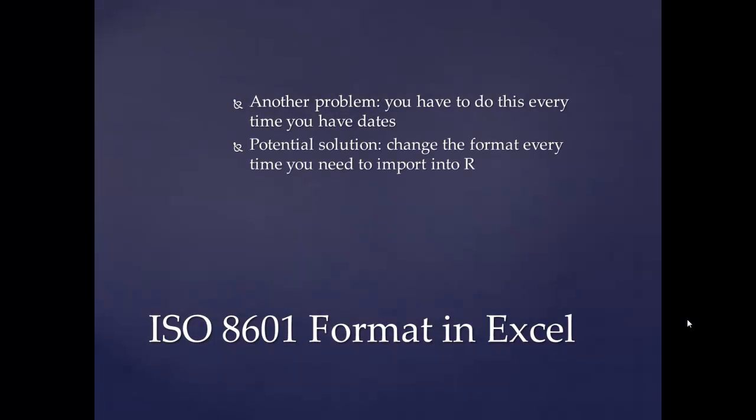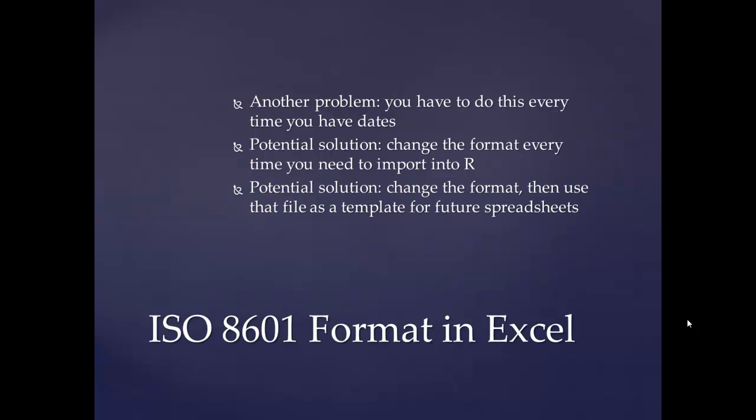So a potential solution is that you just change the format every time you need to import into R. So those steps that I just showed you, you just do that every time. That's not too big of a deal. Another thing you can do is change the format, then save that sheet as a template for future spreadsheets. That is another potential way that you could try to make this a little bit easier. But really, it's not that big of a deal, and it's one of those things you just have to learn how to do if you're going to import your data into R.